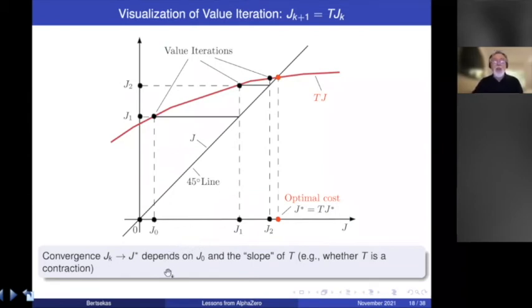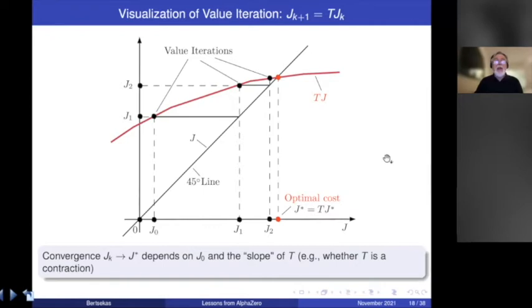And you can see that there's a tendency to converge to the fixed point, but not always. It depends on what J0 is, and the slope of T. In particular, if T is a contraction mapping, which means that the slope is uniformly less than 1, then you get convergence, and you also get a unique fixed point. But that's the favorable case, and it doesn't always hold true. So that's the visualization for value iteration.